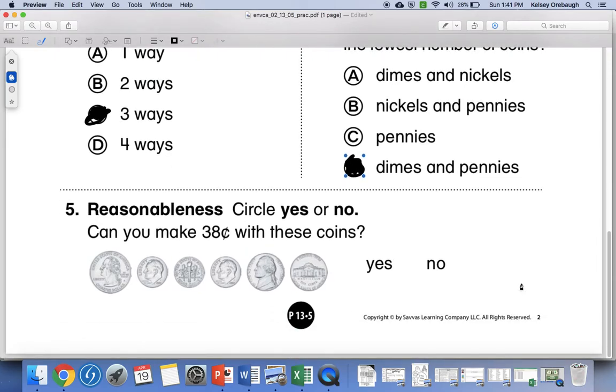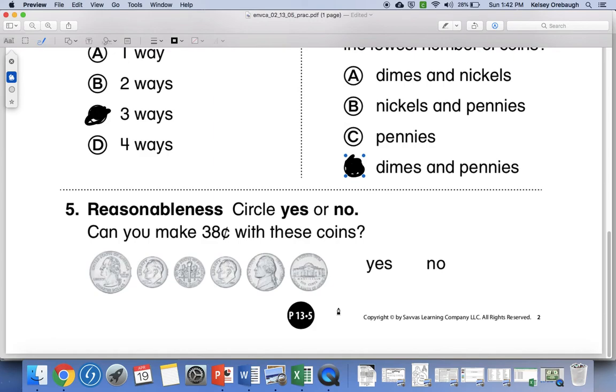And last one, reasonableness. Can you make 38 cents with these coins? Yes or no? Let's look at what we have here. We have a quarter, some dimes, and some nickels. A quarter is worth 25 cents. Dimes are worth 10 cents. And nickels are worth 5 cents.